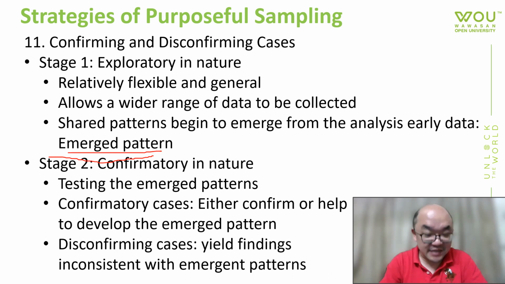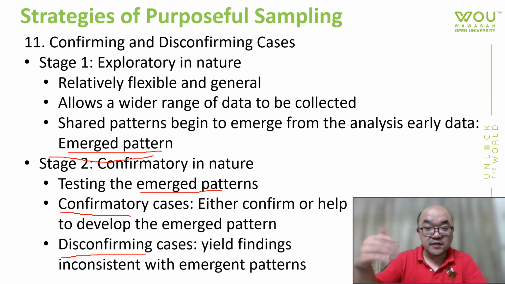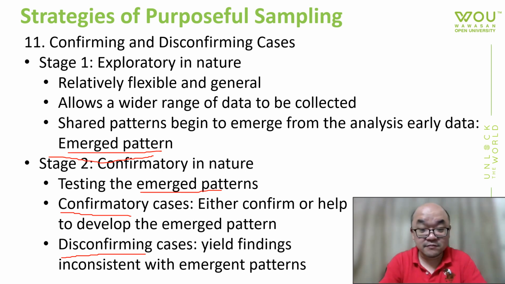Then you have the second phase, which is the confirmatory stage. This is where you want to test the emergent pattern to see whether it is valid or not. And you recruit cases, and cases could be of two natures. It can be confirming or it can be disconfirming. So confirming means that the data from this participant will help you to confirm that the emergent pattern is correct, because when you analyze the data, a similar pattern comes out. The disconfirming cases would yield a pattern different from your initial one. That's why it's called disconfirming. Now, this is really similar to theoretical sampling, isn't it?